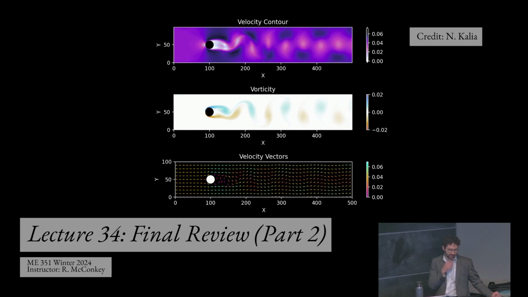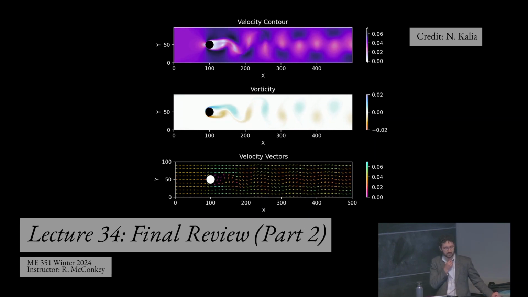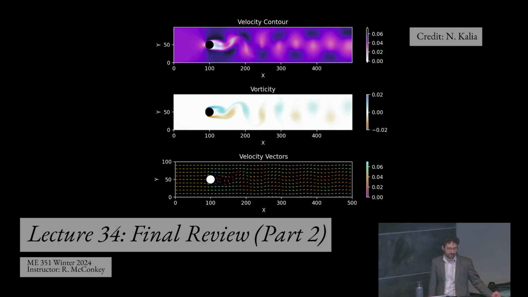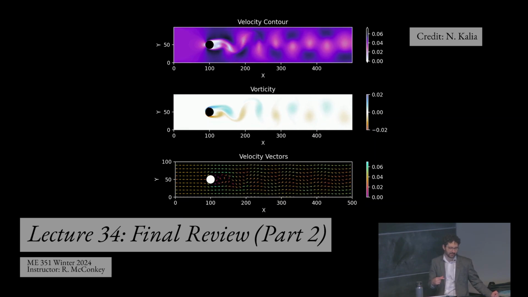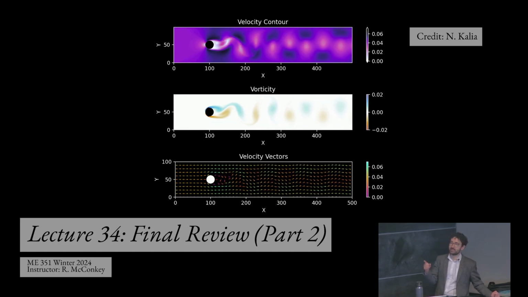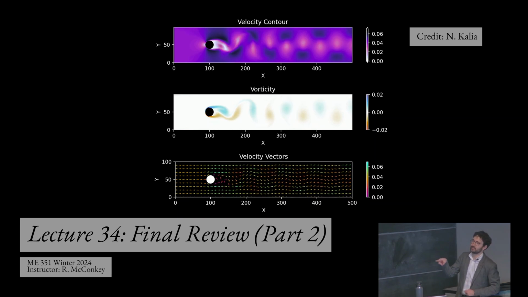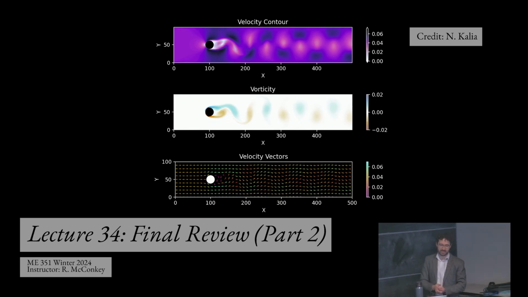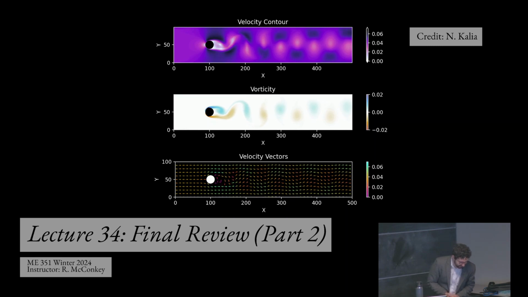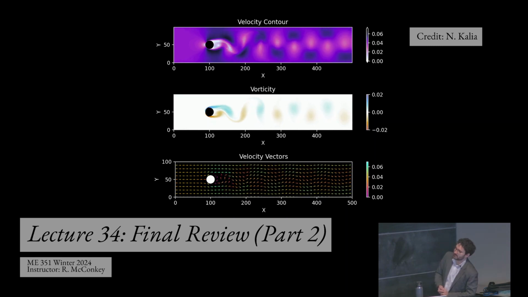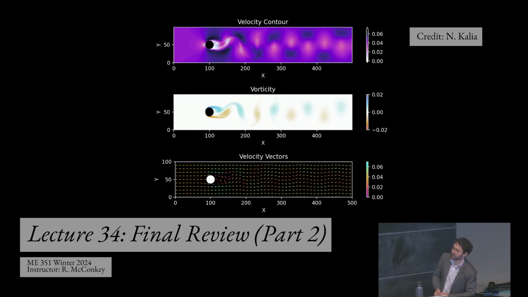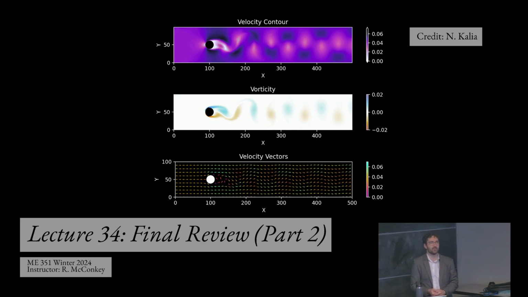The middle figure is the vorticity. Again, the middle figure uses a diverging color map because we want to show positive and negative vorticity. That basically tells us the direction of rotation of each of those vortices coming off of this cylinder. The bottom figure, which I have in more detail on the next slide, is the velocity vector plot.